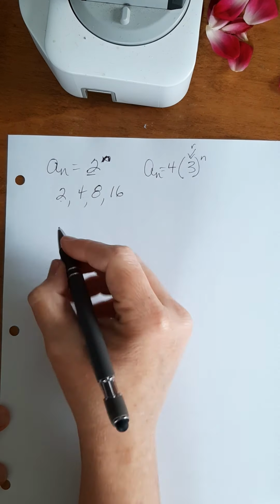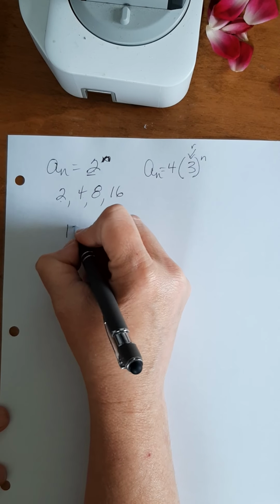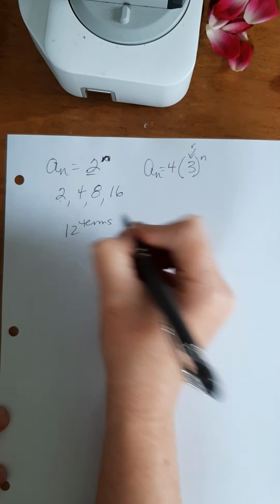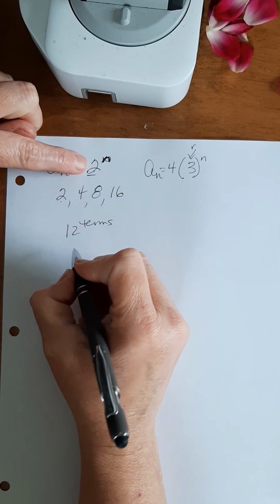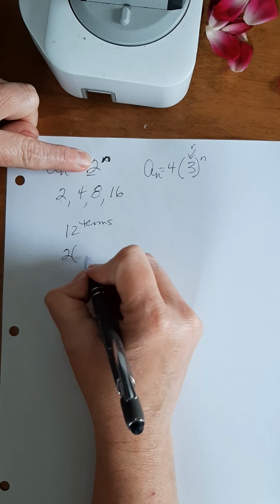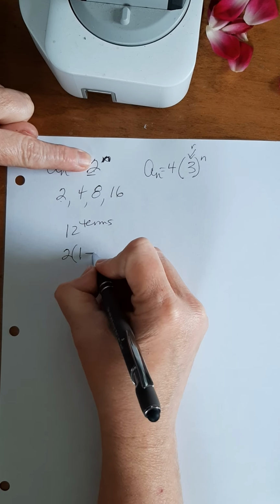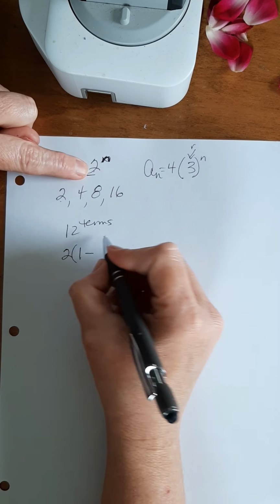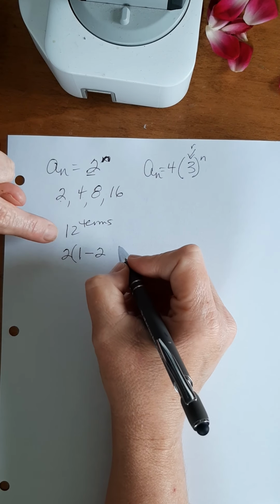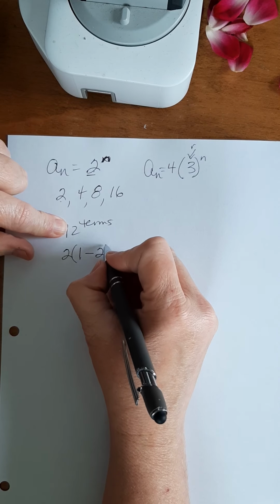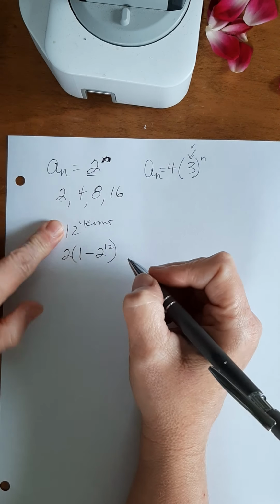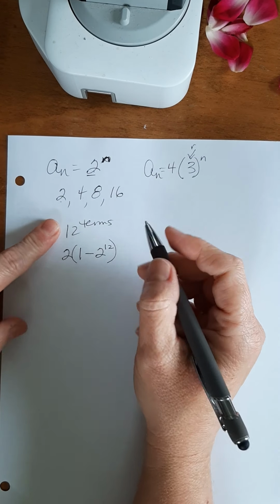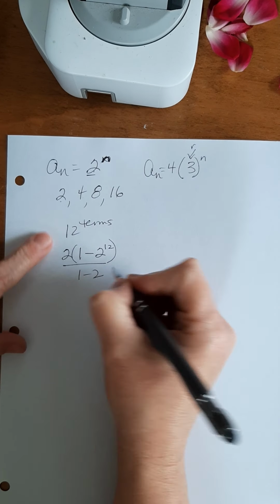So if I wanted to find the sum of the first 12 terms, first term, so 2 to the n, 2, times 1 minus ratio, which happens to be 2, to the n power, so 12th power, over 1 minus 2.